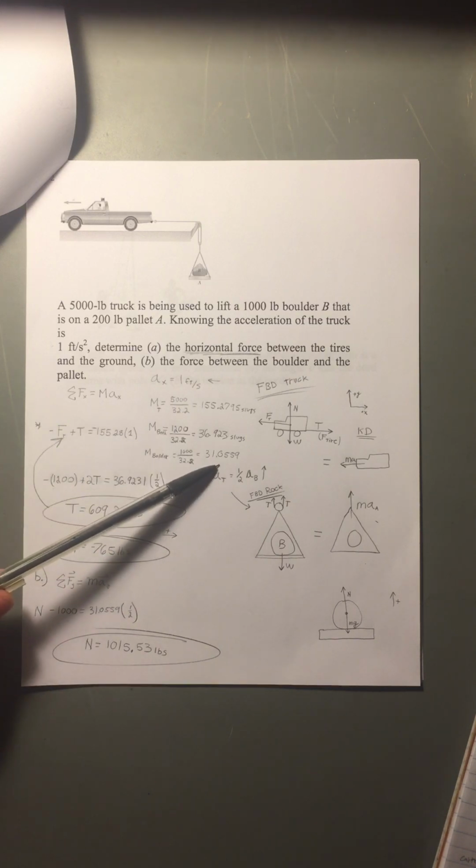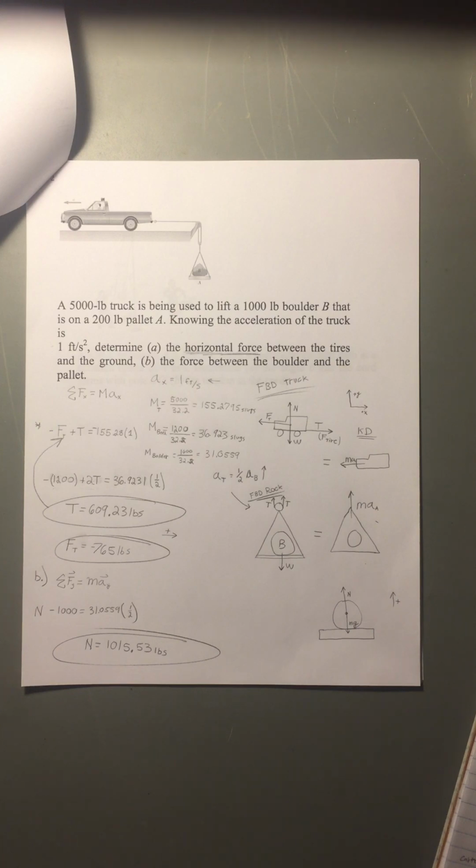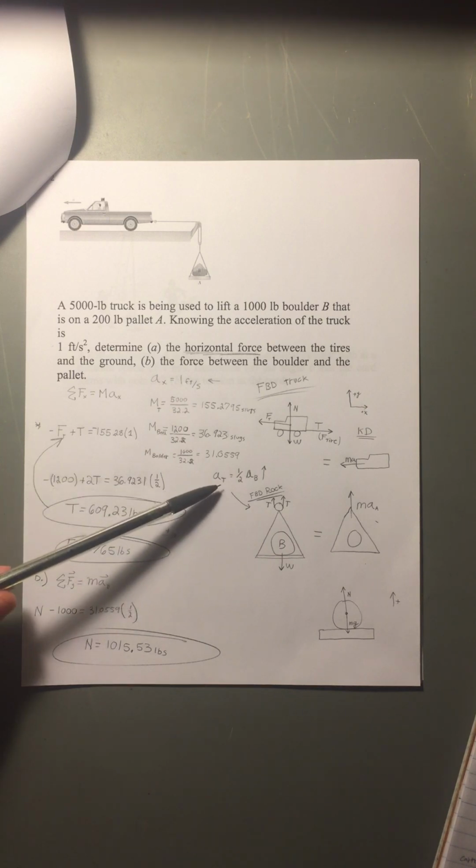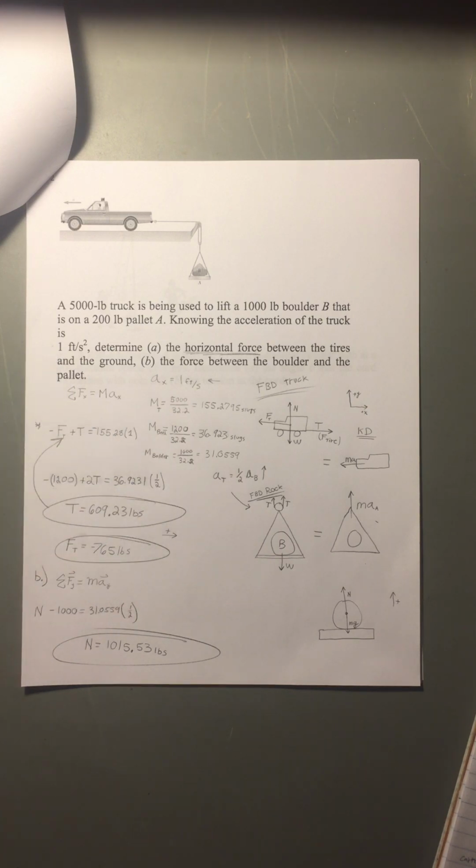To convert that to slugs, it's the 31.055, and then our acceleration is 1/2 foot per second squared because of the relationship to the acceleration of the truck that was given in the problem. And so in this, there's only the 1 unknown, what we're searching for, and so solving this equation, we can find the force between the boulder and the pallet comes to 1,015.53 pounds.